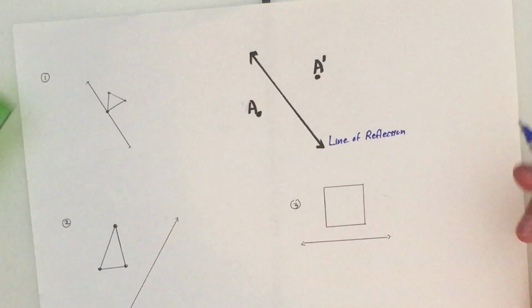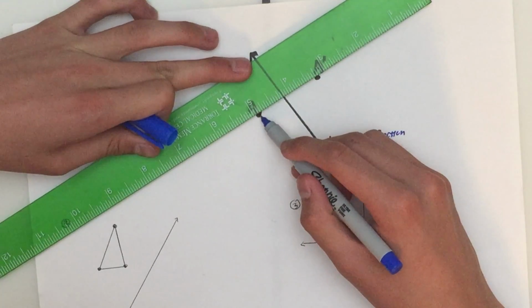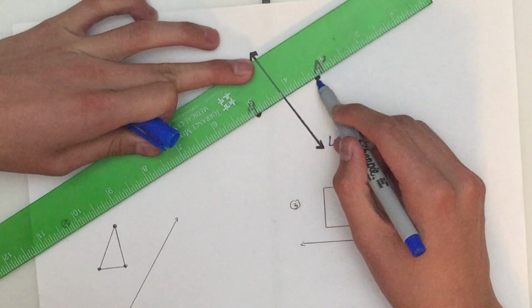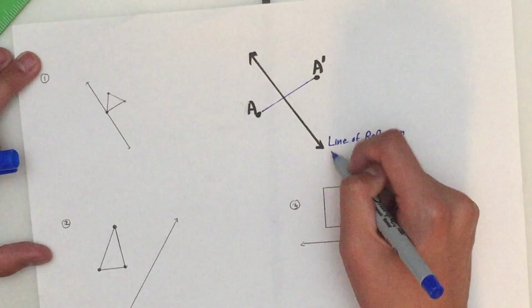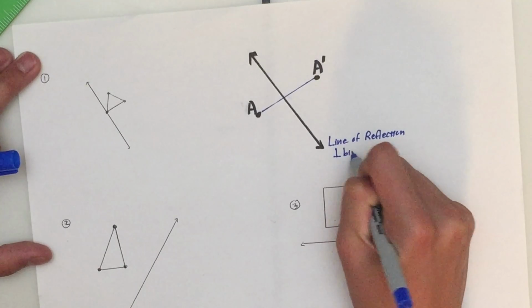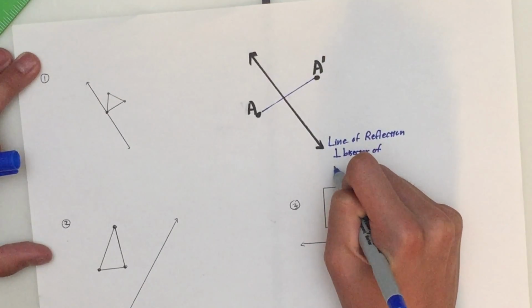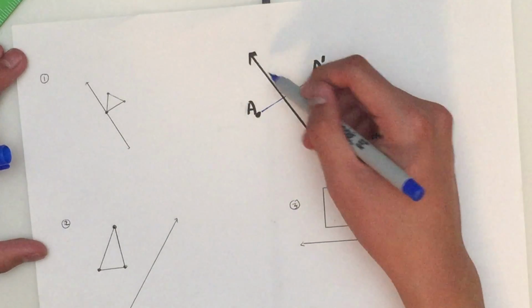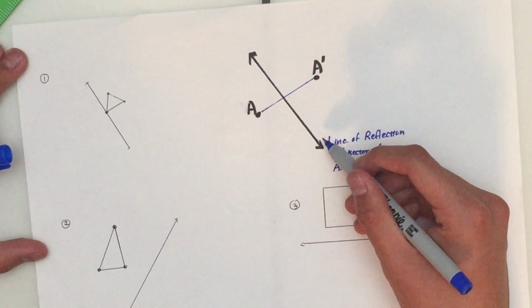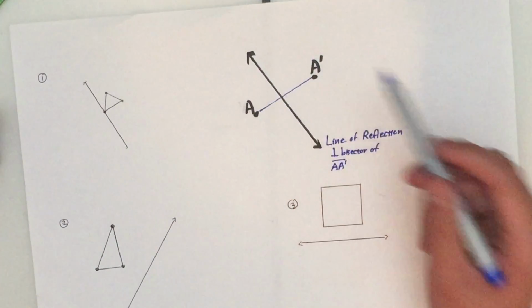The rule about this line is that the line of reflection needs to be the perpendicular bisector of the segment between the pre-image and image points. So let's just write that down. Perpendicular bisector of, let's just write segment. But these 2 points could be any points. The line of reflection just needs to be the perpendicular bisector of the segment connecting the corresponding pre-image and image points.